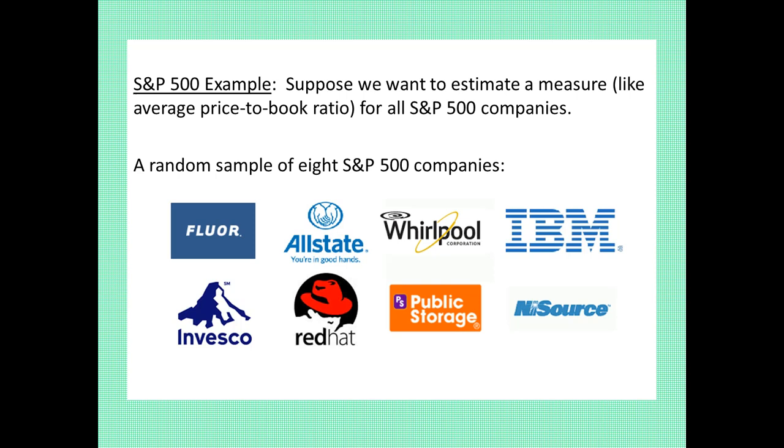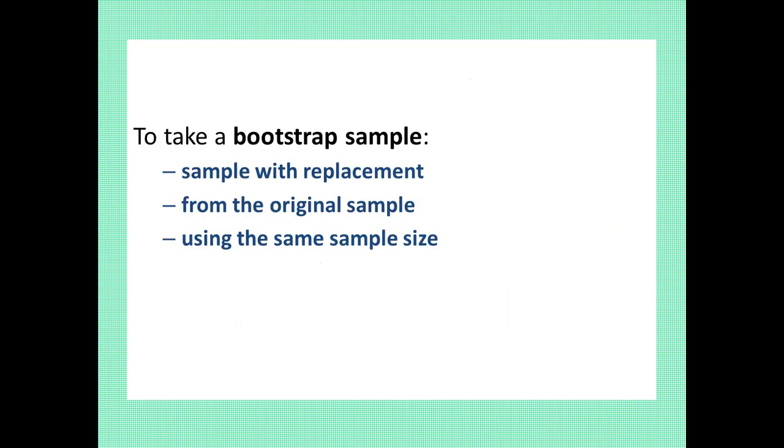Not only is it supposed to happen, without it, this wouldn't work. You wouldn't really get anything useful. To take a bootstrap sample, this is what you need to do. It's sampling with replacement from the original sample, using the same sample size, whatever that is. With the corporate logos, it's 8. With the garbage weights, it's 20.